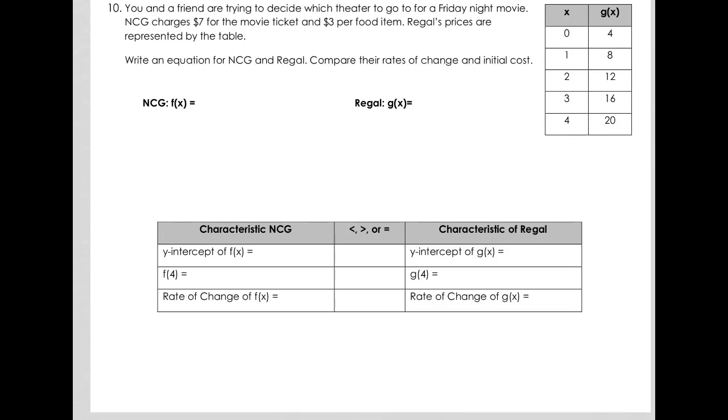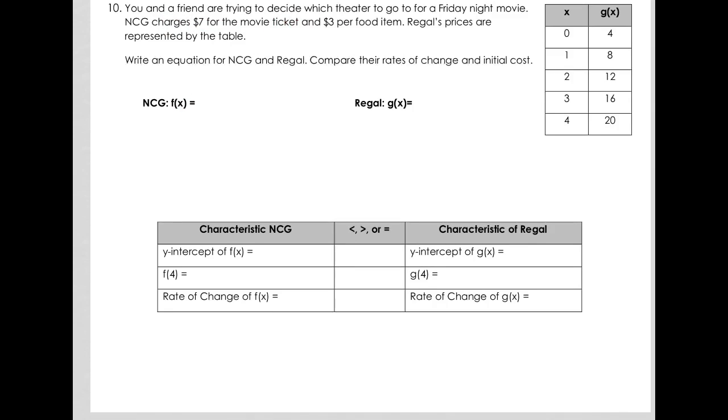All right, so number 10, you and a friend are trying to decide which theater to go to on a Friday night. NCG charges $7 for the movie ticket and $3 per food item. Regal's prices are represented by the table to the right over here. So it says write an equation for both of them, and then we want to compare the two of them.